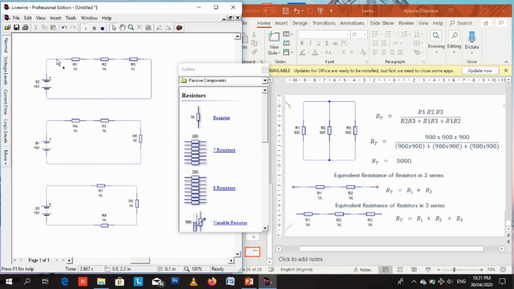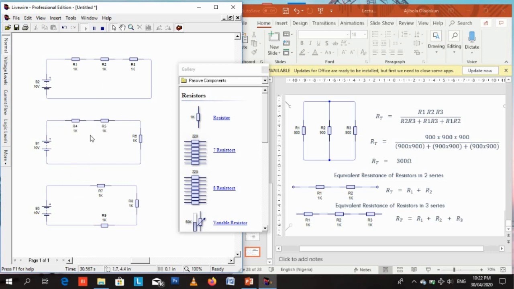Now if I come here, this is 10 volts, 3.3 milliamps. That is what the voltage supply, the power supply, is giving. It's the same thing, 10 volts, 3.3 milliamps. So for all three circuits, the power supplied by the voltage source is the same. It's 10 volts, 3.3 milliamps. So all three circuits are the same thing. Any of these three is a good way of representing three resistors in series.